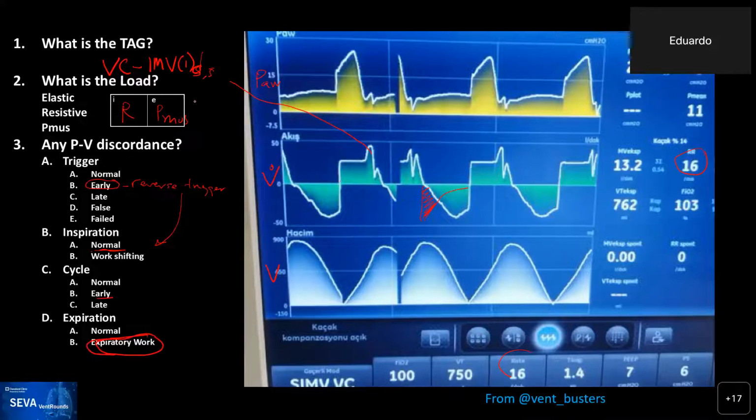So this patient, in summary, is on volume control IMV type 1D, meaning that it's dual, because the flow changes in the press from volume control to pressure control with high resistance. And there's evidence of early trigger throughout every single one of the breaths that you see here. And there's evidence of expiratory work on this patient. So my suspicion is, or actions that I would ask the team, what would you do to improve this patient? Enter in the chat. What would you change?